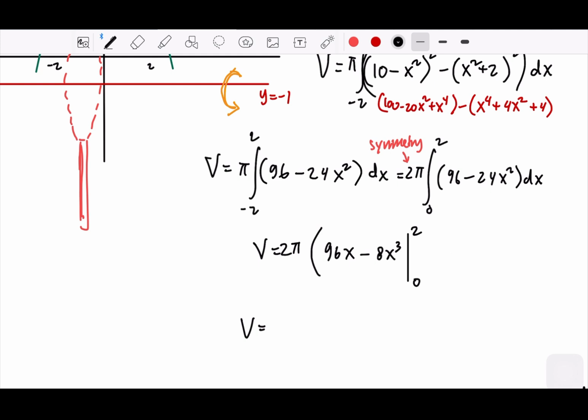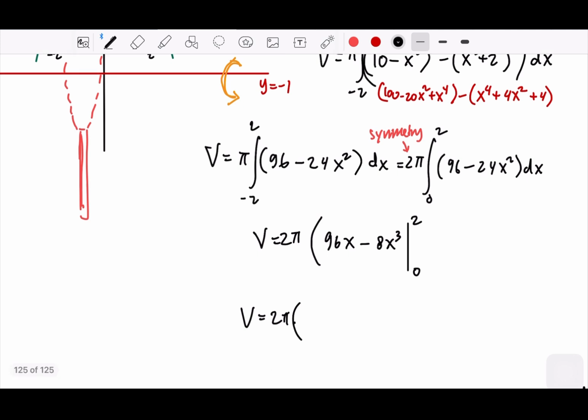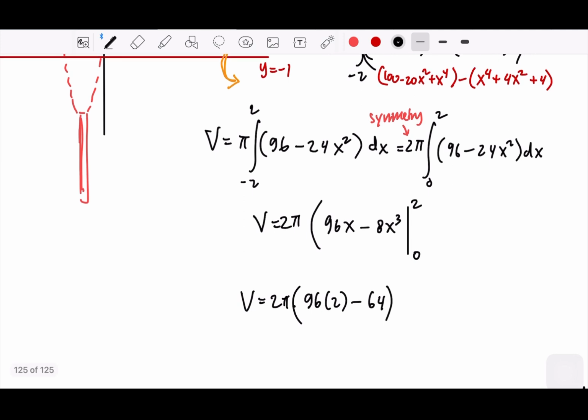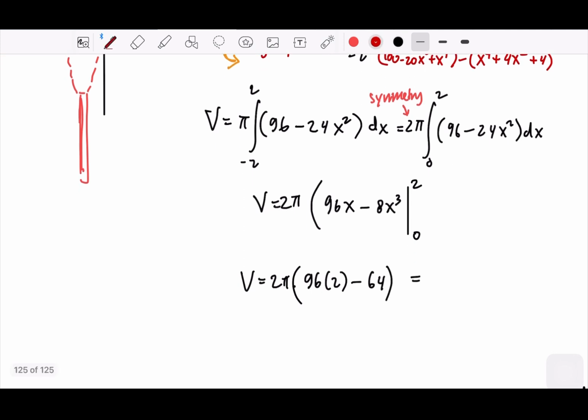Okay, and then we could take this 2 pi, we could just take... what is this? Oh yeah, 128 by 2 is 256 pi.